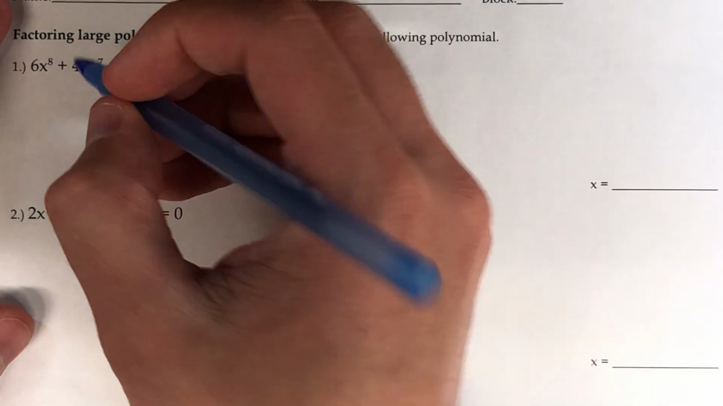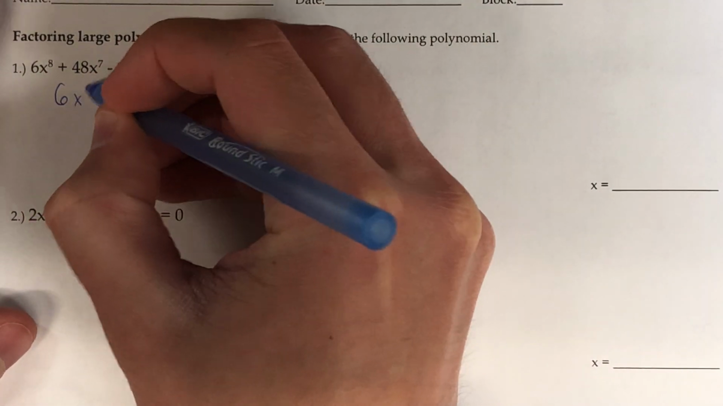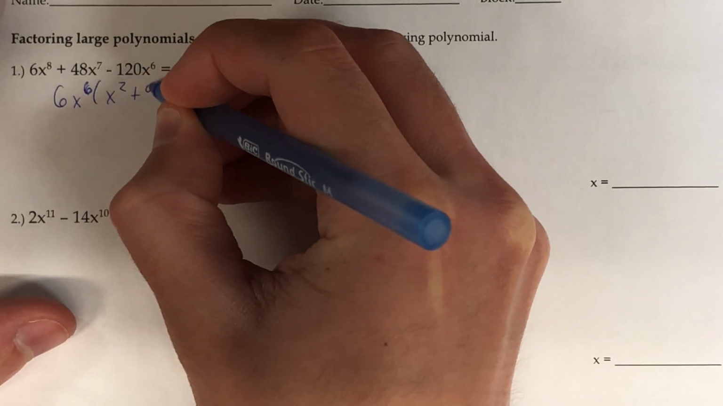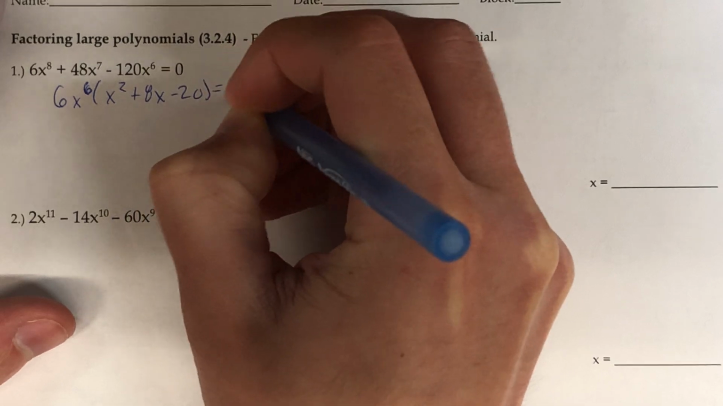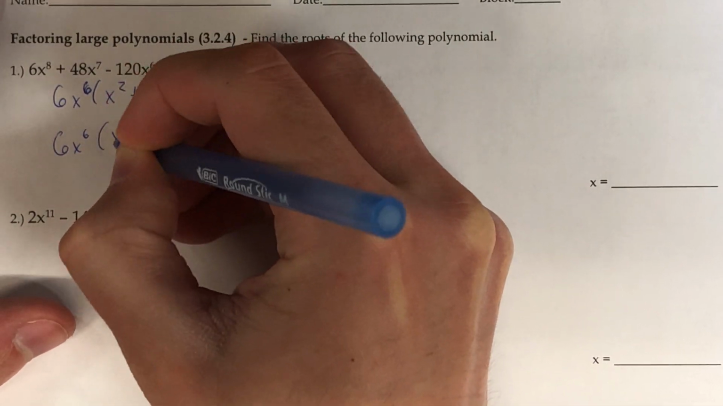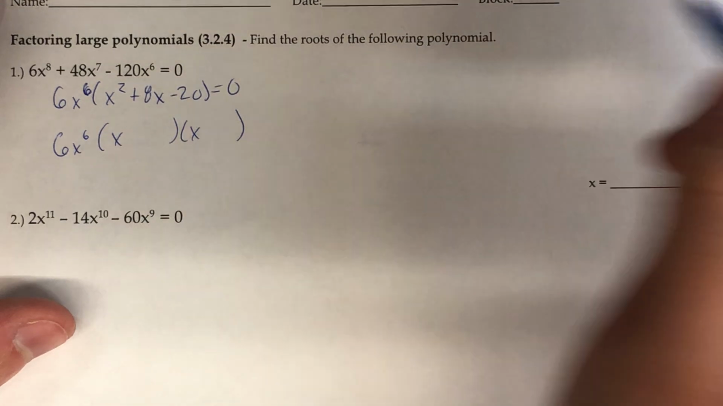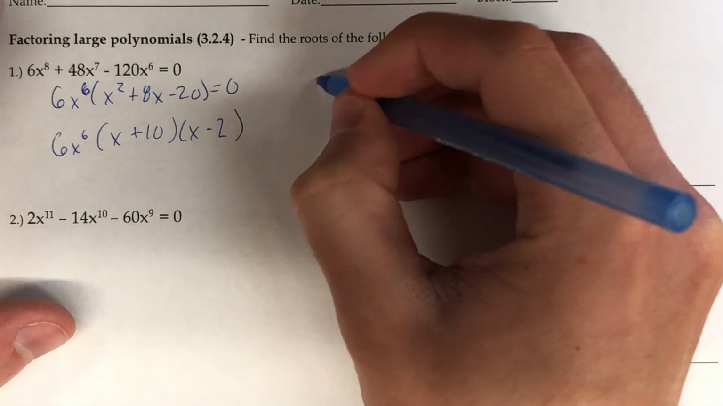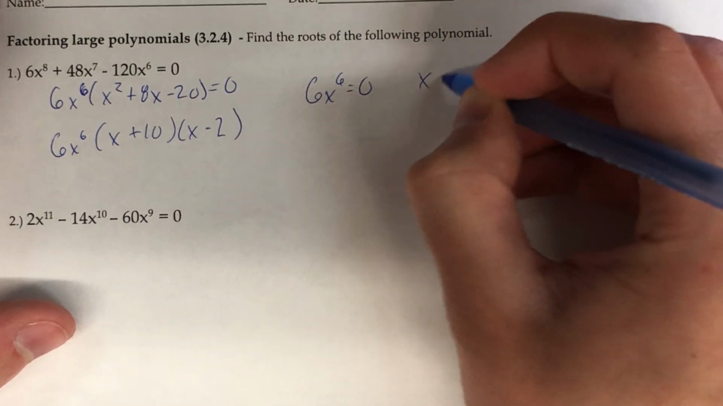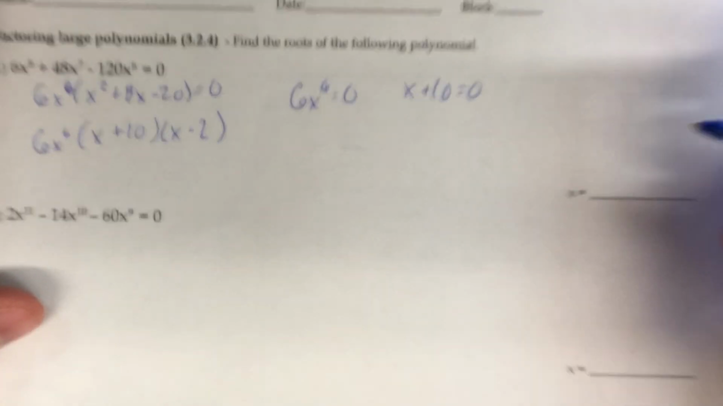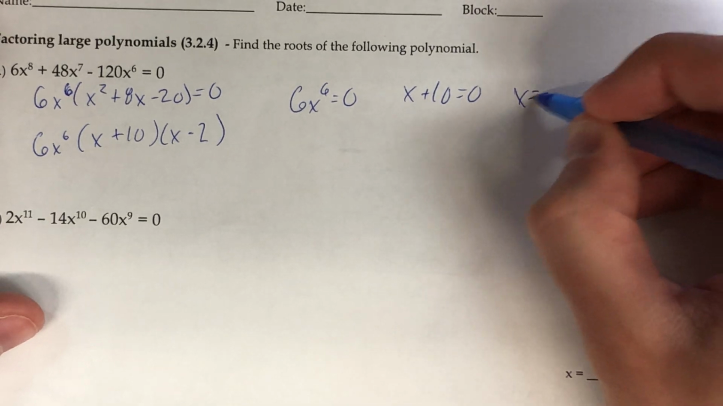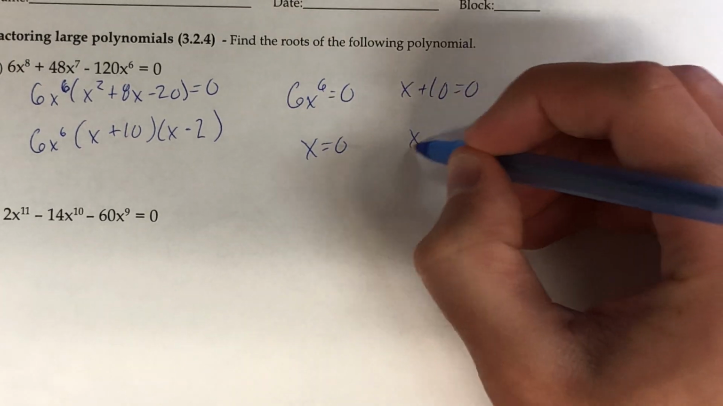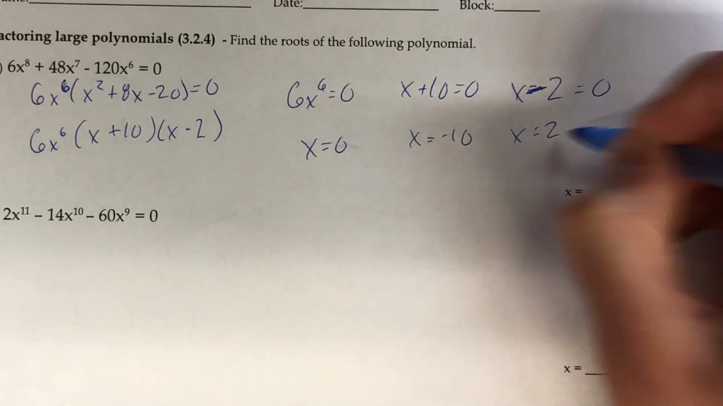Okay, we're back. 6x to the 6th is my GCF, which leaves me with x squared plus 8x minus 20. Then we want to factor that remaining quadratic into x plus 10, x minus 2, and we set those factors equal to 0 to solve for x, to which you get x equals 0, x equals -10, and x equals 2.